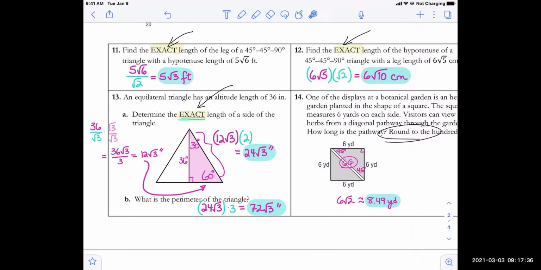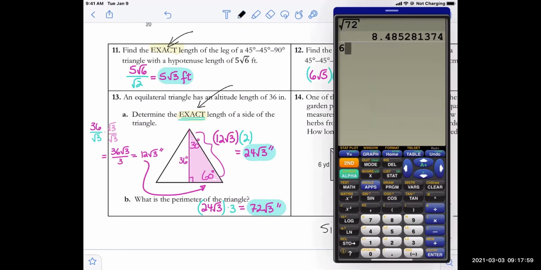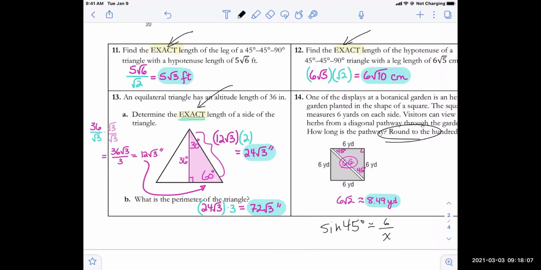Okay. You could actually also do trig on this one because I told you could round. For example, the sine of 45 degrees here, the sine is the opposite over the hypotenuse. So the sine of 45 degrees is equal to the opposite, which is 6, over the hypotenuse, which is x. You would be doing 6 divided by sine of 45, 8.49. The reason you're allowed to do trig on this one is because I told you were allowed to round. The rounding ones usually give you more options.